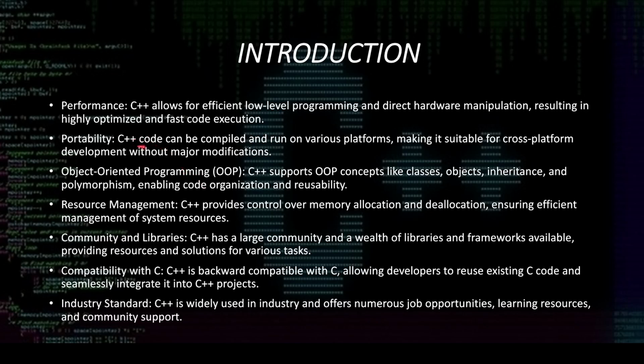C++ code can be compiled and run on various platforms, making it suitable for cross-platform development without major modification. That means if you are at home and you write some code in C++, then you put it on your GitHub account, and then you reach your office and clone that code and run it on your office desktop, then it will easily run. There will be no problem in running that code.